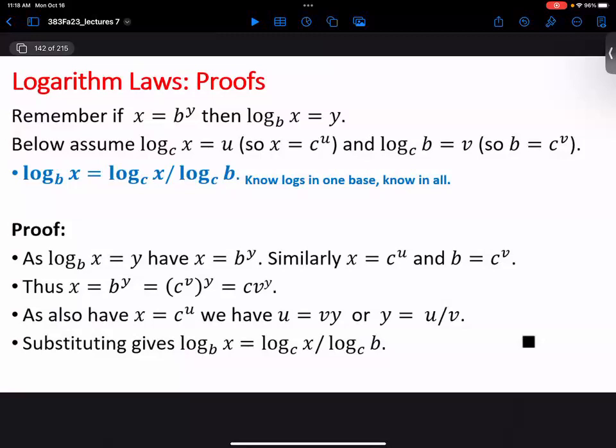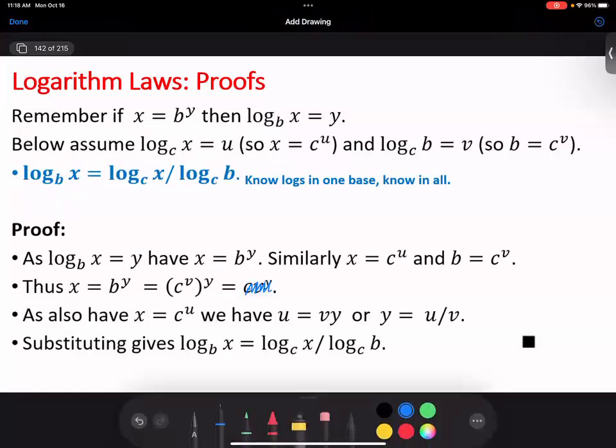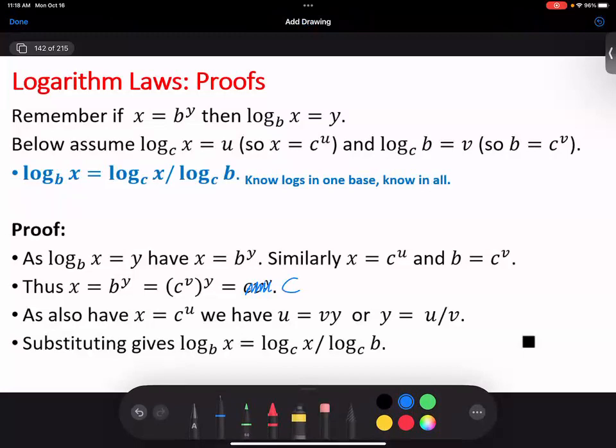And so now this allows me to convert from writing x in base b to writing x in base c. If x is equal to b to the y and b is c to the v, then I get x is equal to c to the v times y. Okay, but we also know x is equal to c to the u.